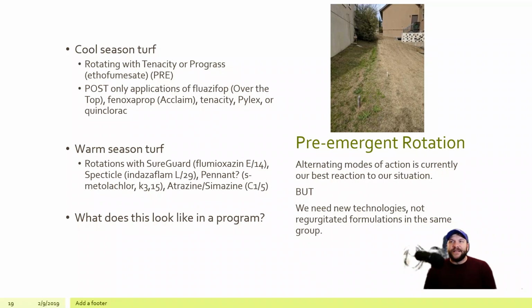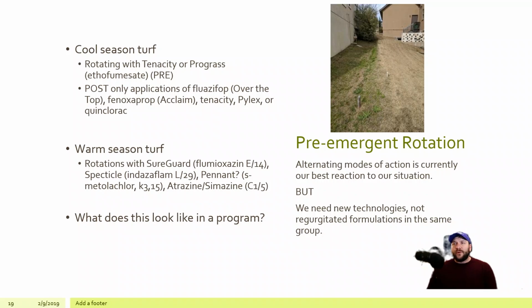You can combine things like Pylex and quinclorac or Pylex and even Tenacity and have good efficacy on controlling those hard-to-control grassy weeds. On warm season turf, rotating with things like SureGuard. SureGuard will probably need to be utilized more and more in programs on warm season turf. Specticle, rotating things that are DNAs with a product like Specticle. Pennant Magnum. Again, this would be a pro approach.